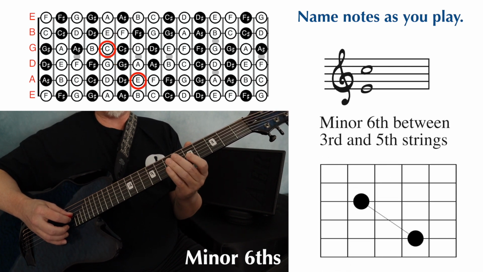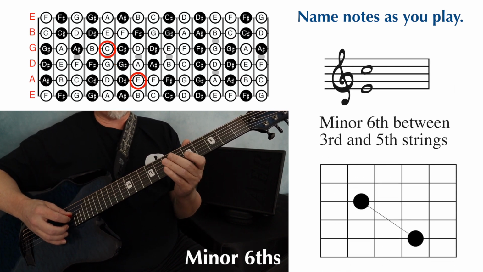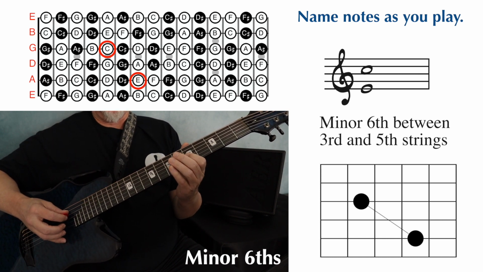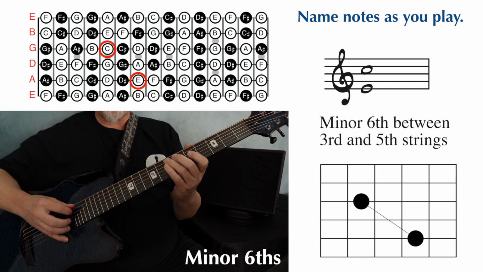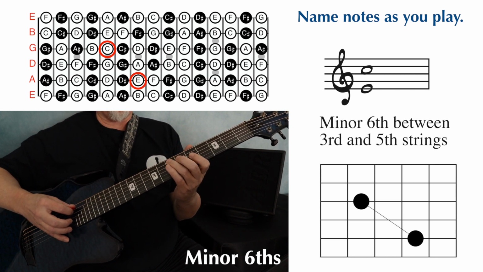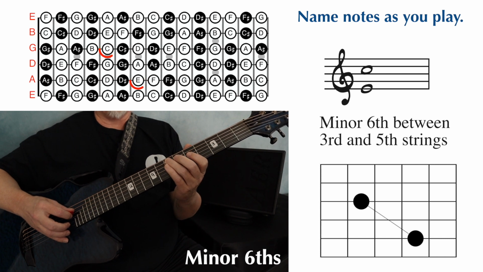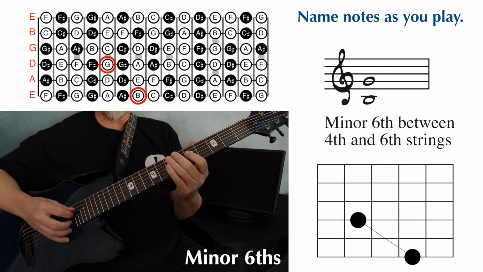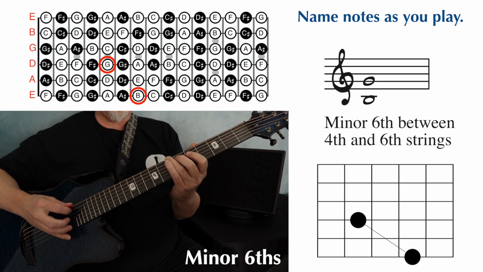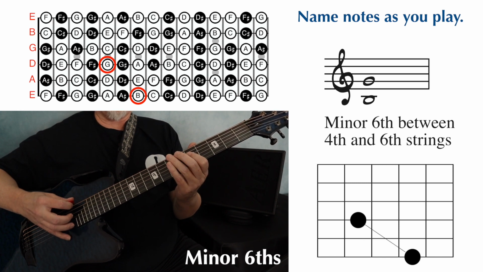A minor 6 between strings 3 and 5 is 2 frets distance. So here's a C. Minor 6 below that is an E. C, E. And a minor 6 between strings 4 and 6 is also 2 frets distance. So here's a G. A minor 6 below a G is a B. 2 frets away on string 6.